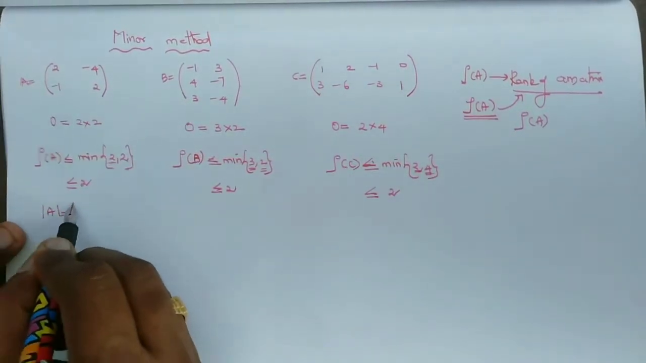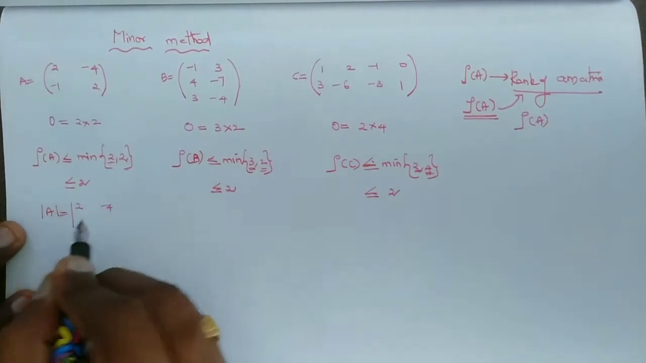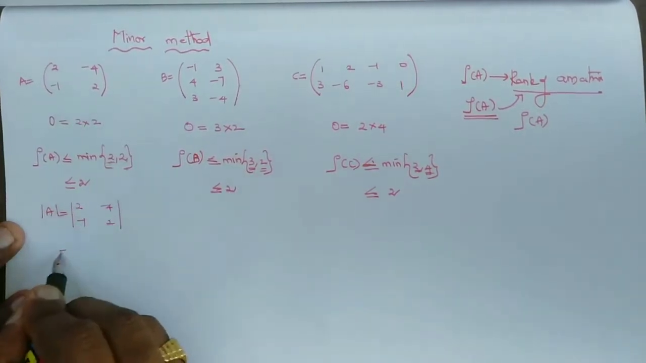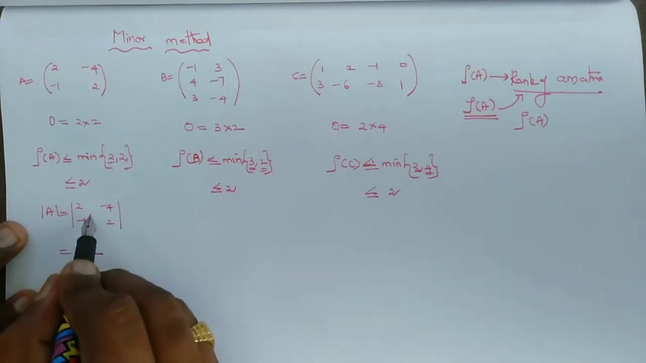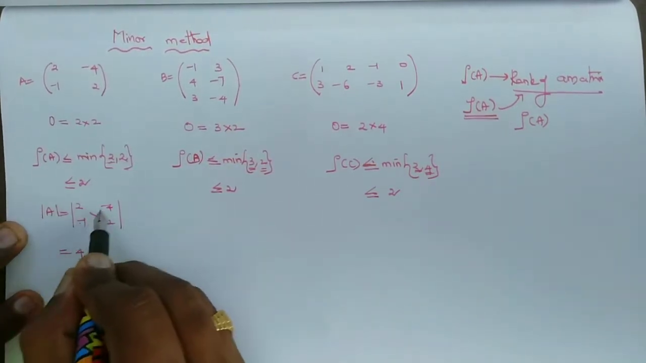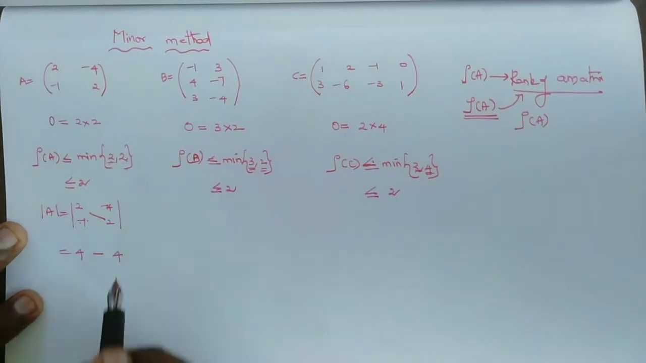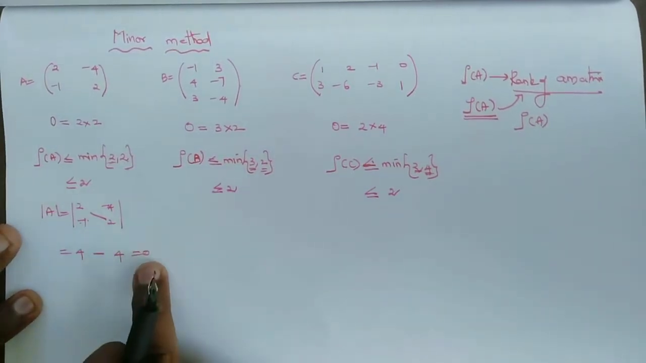Determinant of A is equal to the determinant of [2, -4; -1, 2]. Always put minus. This one I taught you in 11th standard. 2 twos are 4. Minus into minus is plus, 1 into 4 is 4. The answer is 0.